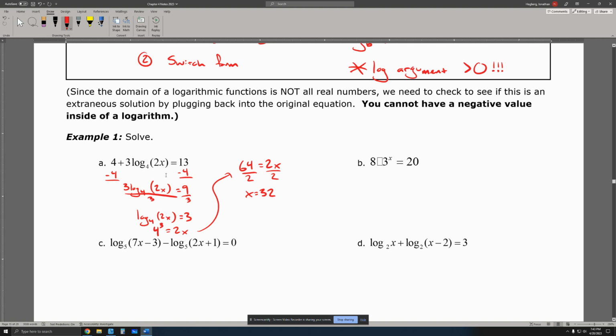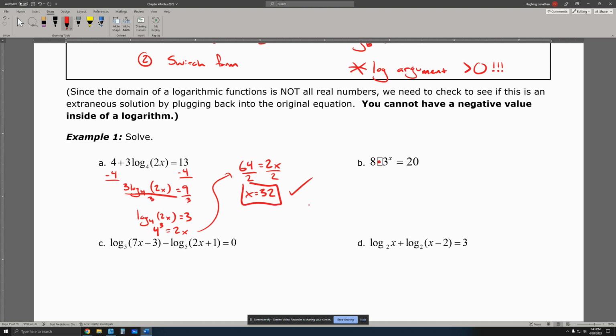So if we plug in 32 here, we get 2 times 32, which is a positive number. I don't have to know what that positive number is. It is 64, but all I need to know is that it's positive. There is no conflict to the domain of the log here. Therefore, this solution x equals 32 is a solution.